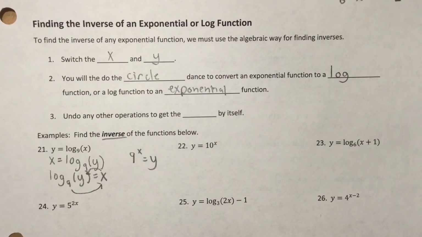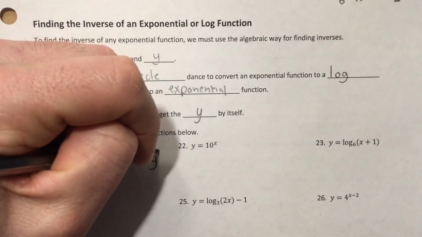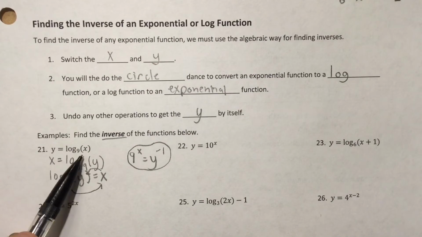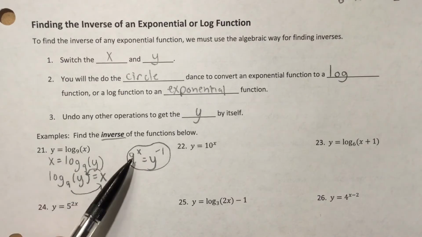We're going to undo any other operations to get the y by itself. In this case, the y is by itself. So all I need to do is put my inverse sign, and we're done. So the inverse of log base 9 of x is 9 to the x. All right, so that's if it's a log, the inverse is an exponential.